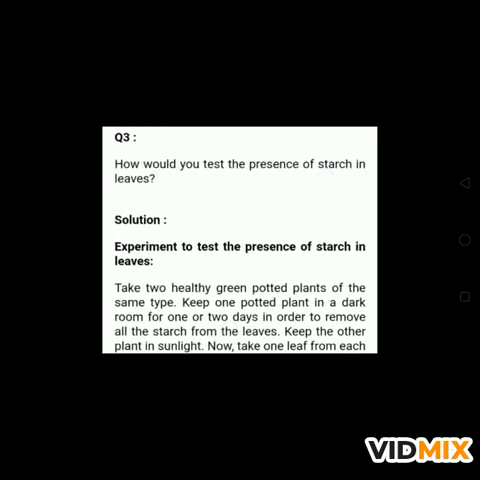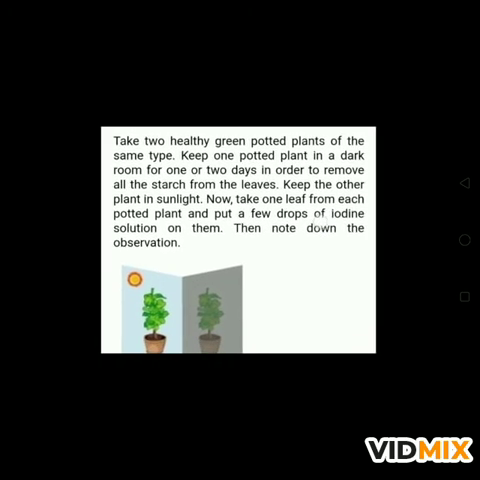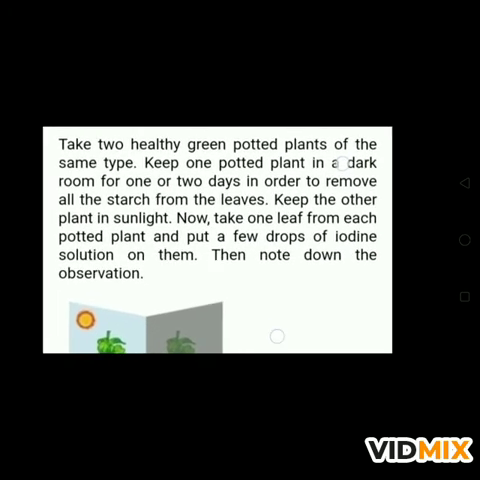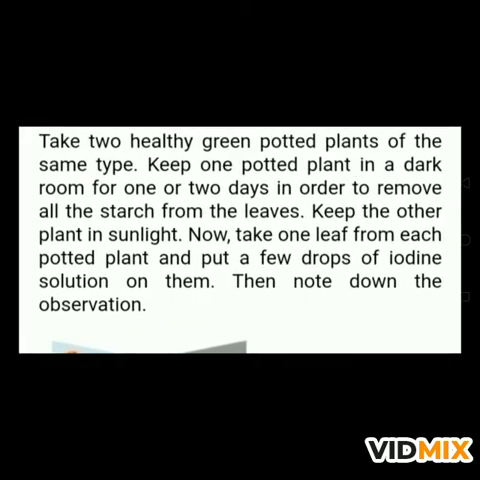Now moving on to question number 3. How would you test the presence of starch in leaves? So for the experiment to test the presence of starch in leaves, first of all we have to take 2 healthy green potted plants of the same type. Keep one potted plant in a dark room for 1 or 2 days in order to remove all the starch from the leaves. Keep the other plant in sunlight. Now take one leaf from each potted plant and put a few drops of iodine solution on them. Then note down the observation.